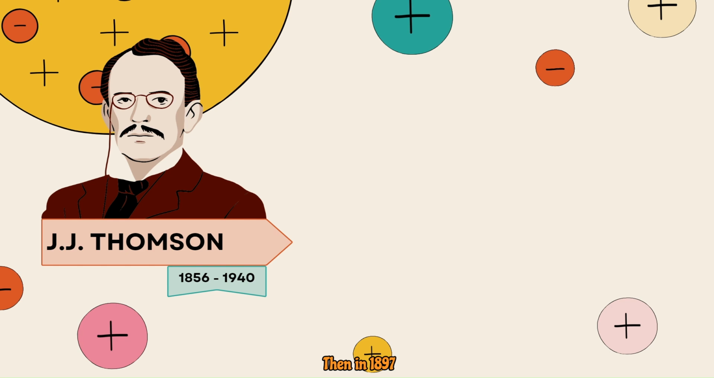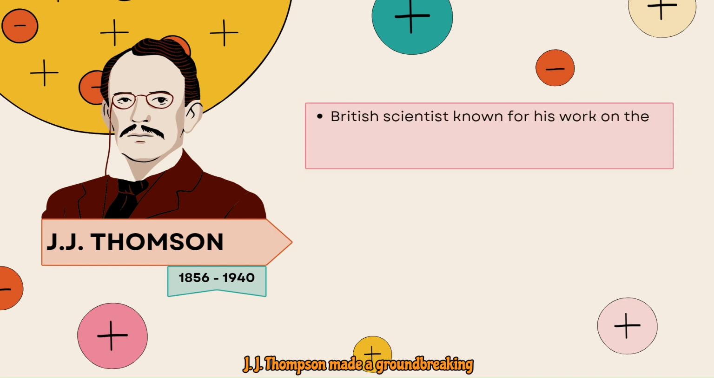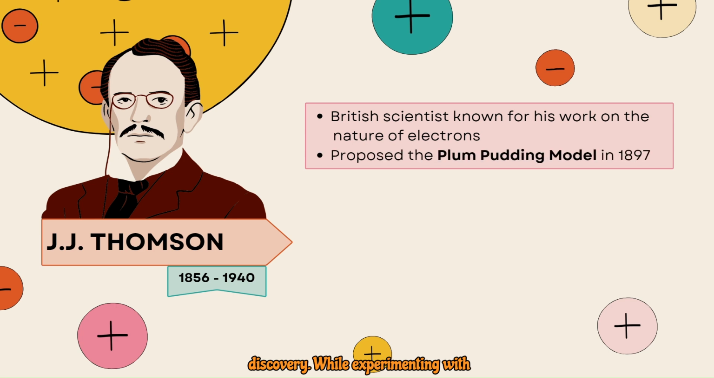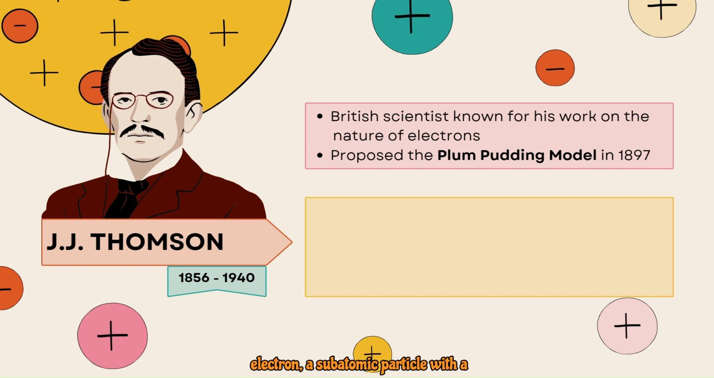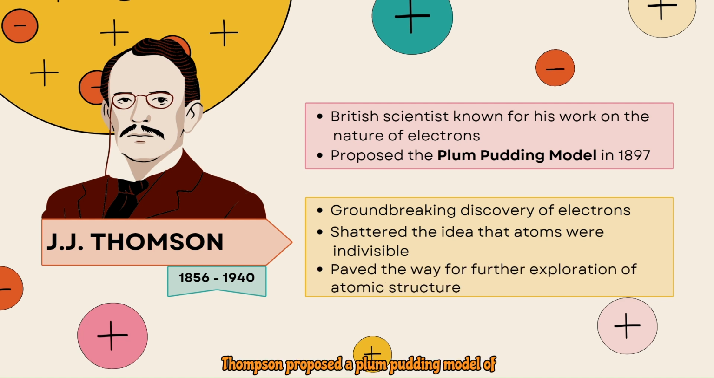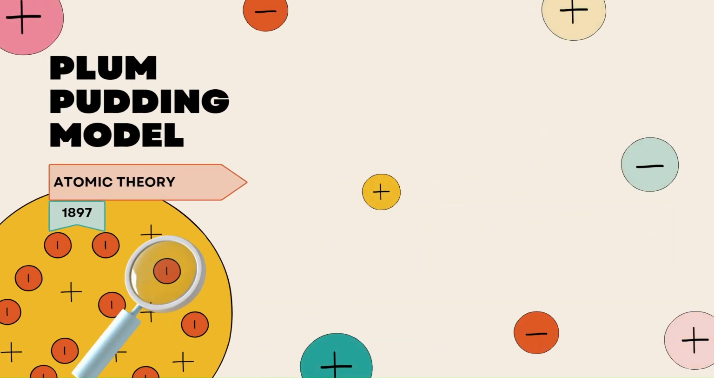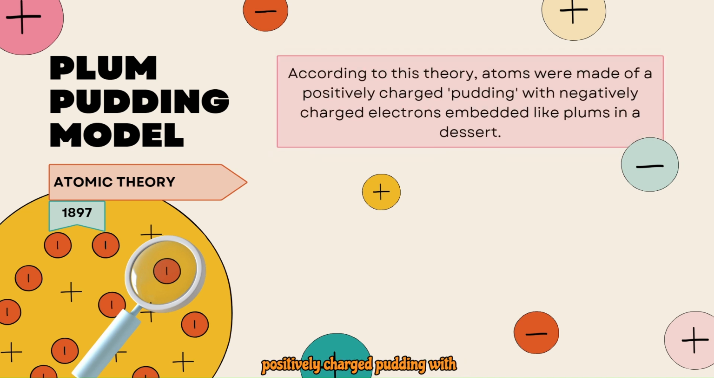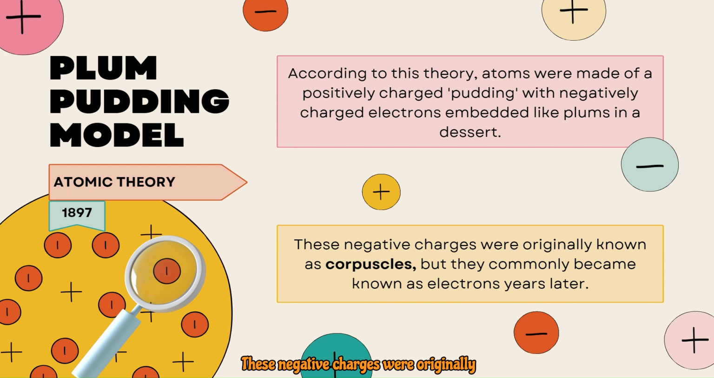Then, in 1897, J.J. Thomson made a groundbreaking discovery. While experimenting with cathode rays, he discovered the electron, a subatomic particle with a negative charge. This shattered the idea that atoms were indivisible. Thomson proposed a plum pudding model of the atom. He thought that atoms were made of a positively charged pudding with negatively charged electrons embedded like plums in a dessert. These negative charges were originally known as corpuscles, but they commonly became known as electrons years later.